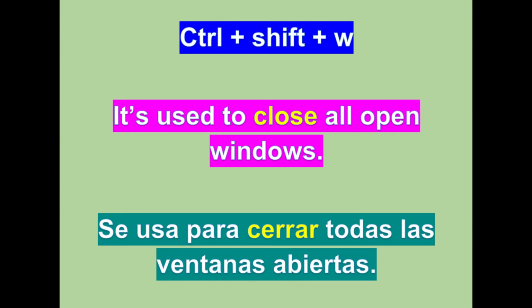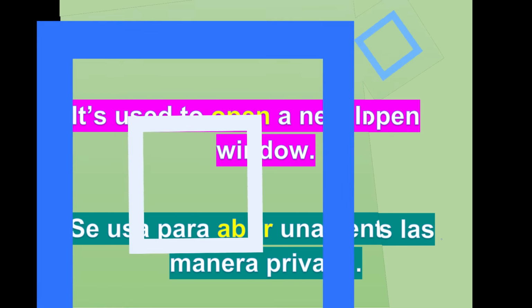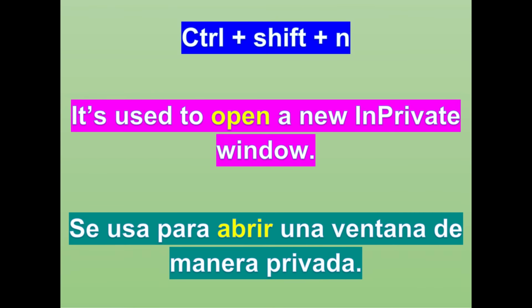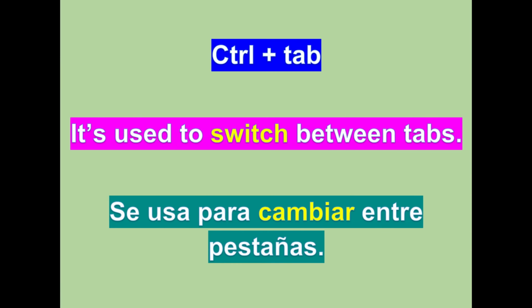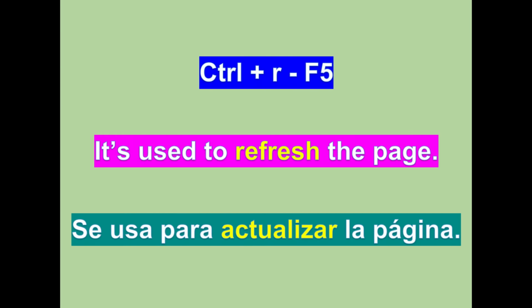Ctrl plus Shift plus W is used to close all open windows. Ctrl plus Shift plus N is used to open a new private window. Ctrl plus Tab is used to switch between tabs. Ctrl plus R or F5 is used to refresh the page.